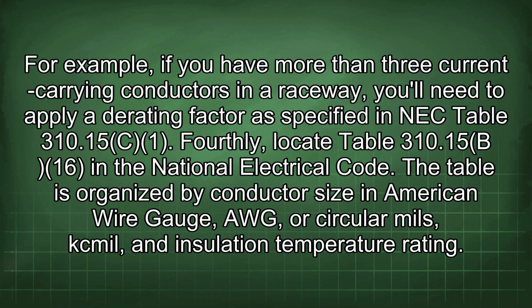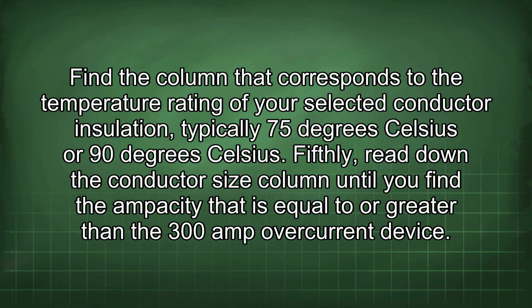Fourthly, locate Table 310.15(B)(16) in the National Electrical Code. The table is organized by conductor size in American wire gauge, AWG, or circular mils, kcmil, and insulation temperature rating. Find the column that corresponds to the temperature rating of your selected conductor insulation, typically 75 degrees Celsius or 90 degrees Celsius. Fifthly, read down the conductor size column until you find the ampacity that is equal to or greater than the 300 amp overcurrent device.